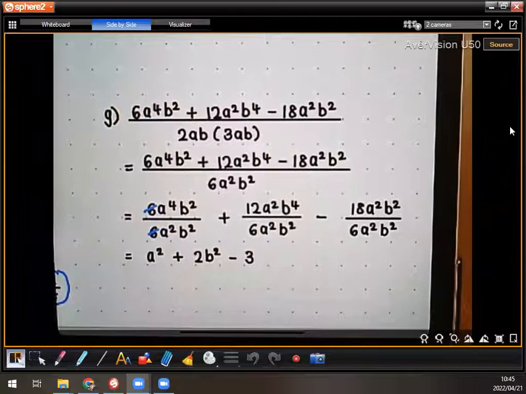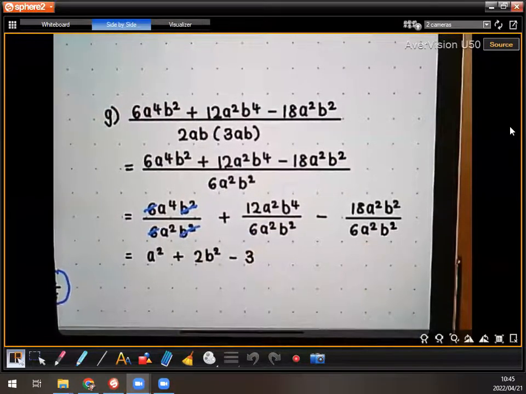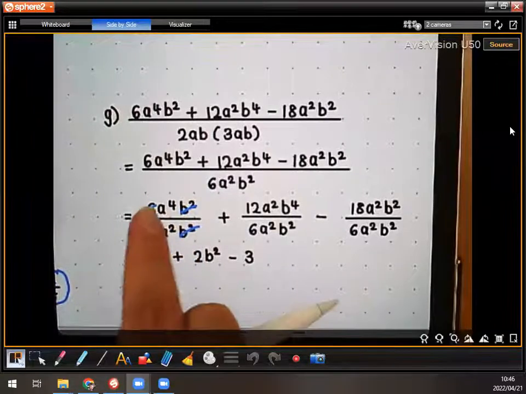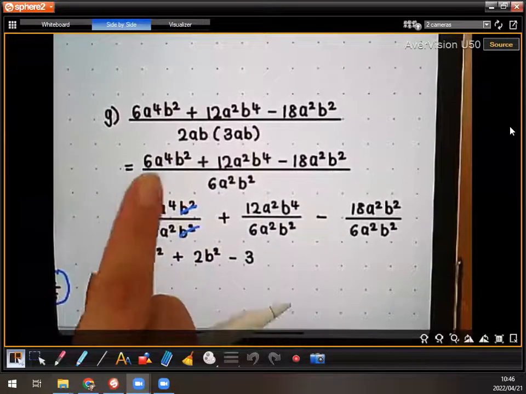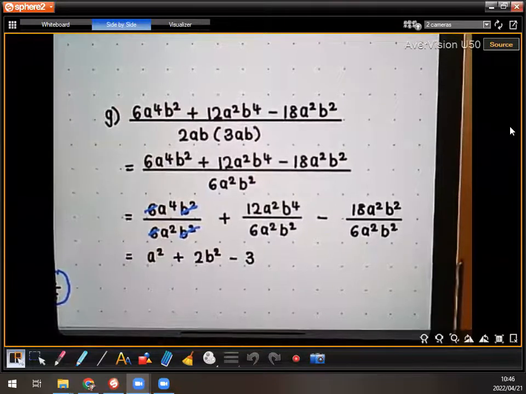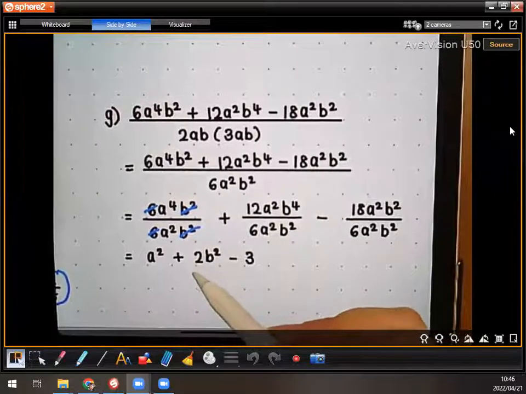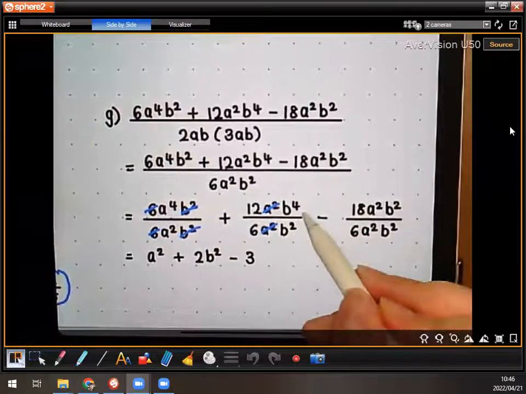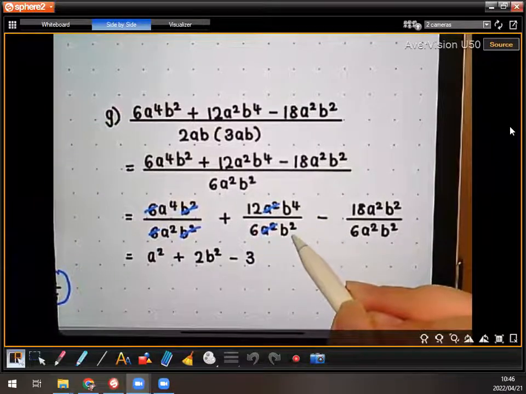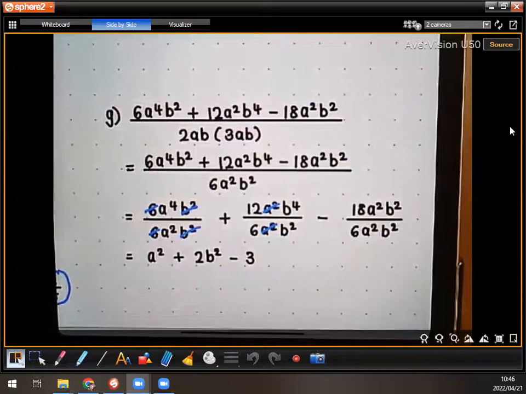So 6 and 6 will cancel each other out, and the b squared, right? So actually all you need to do here is a to the 4 divided by a squared. So 4 minus 2 is 2. So the next one, plus 12 divided by 6 is 2. The a squareds cancel each other out. You are left with b to the 4 divided by b squared. So 4 minus 2 is then 2.